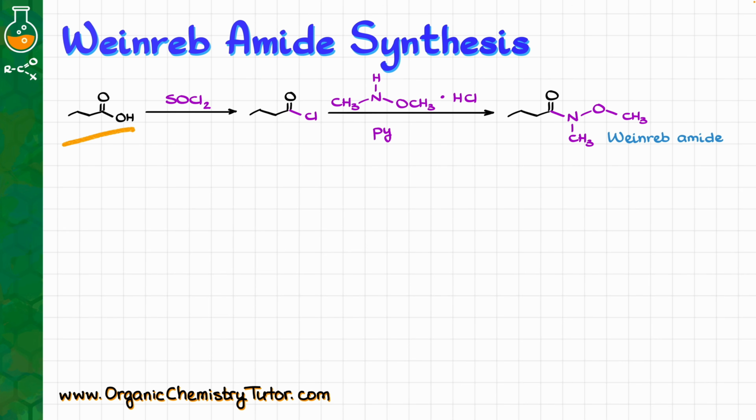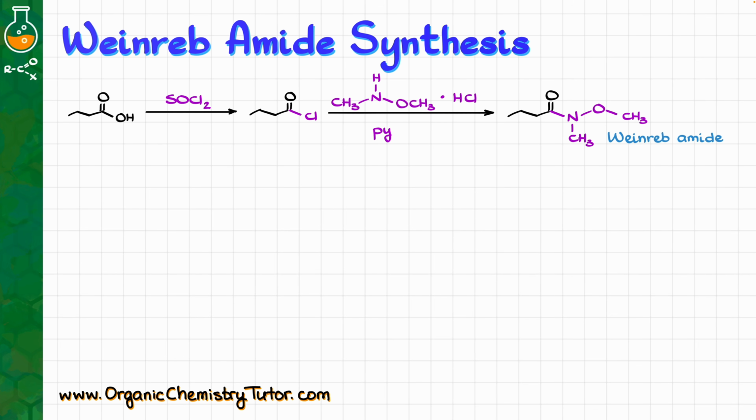Typically, we're going to start with the carboxylic acid and convert that into the corresponding acid chloride, usually using thionyl chloride or something of that sort. As an example here I'm using butanoic acid, so it's naturally going to make butanoyl chloride as the product of the first step. Then we're going to treat it with this rather interesting looking amine where the nitrogen is connected to a methyl and methoxy group at the same time.